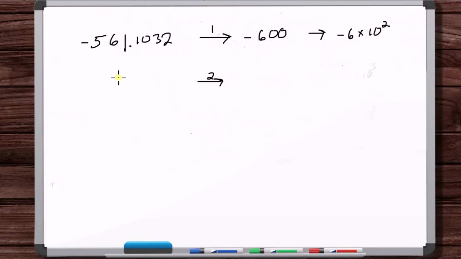What if we want to present this with 2 significant digits? So we're going to keep these 2 digits. Before the 6, we have a 1 that's less than 4. So now this is 2 significant digits.